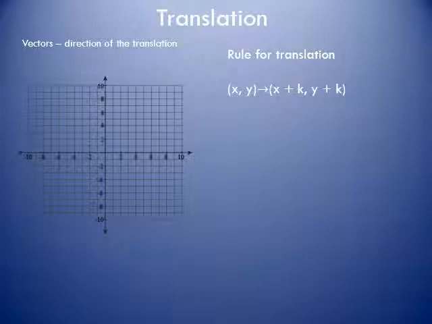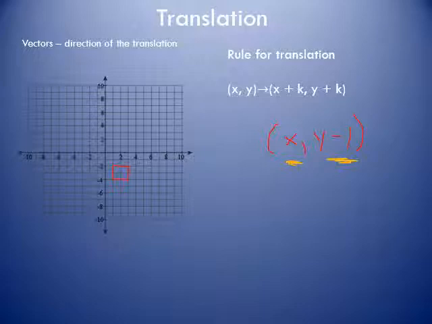So for example, let's draw a simple square. We'll put it right here. And let's say that our rule for translation is x, y minus 1. I'm trying to keep these very simple. So if you notice, the x value here is the same as whatever you started with, so it won't be moving left or right. But there is this minus 1 in the y section.